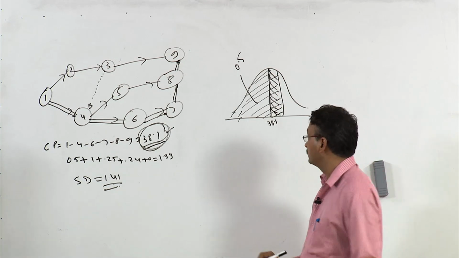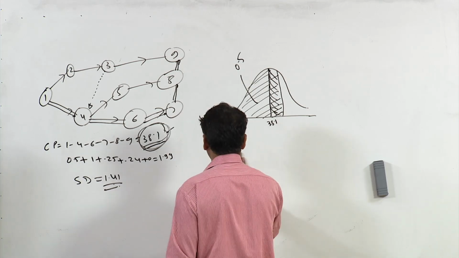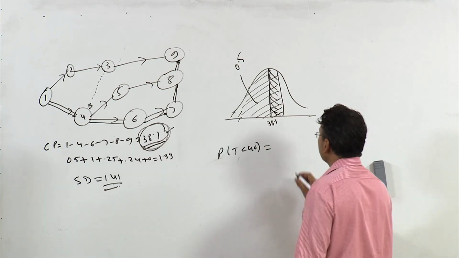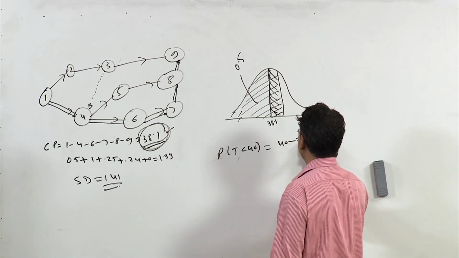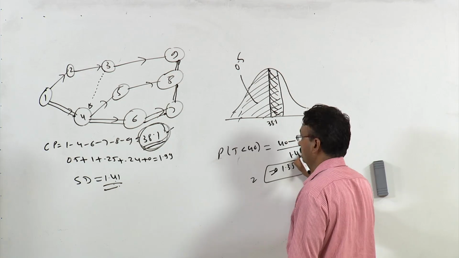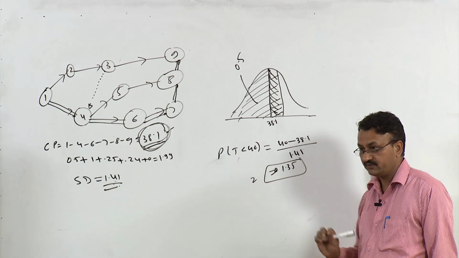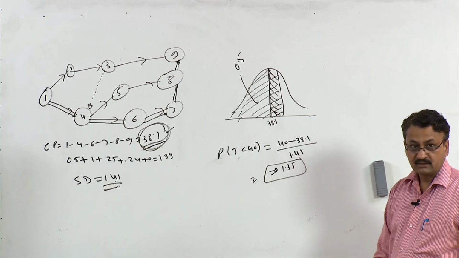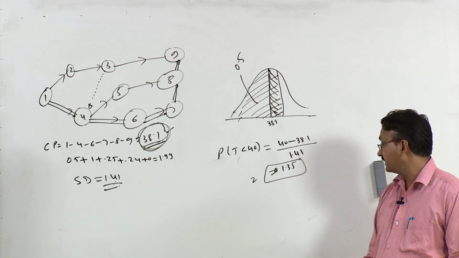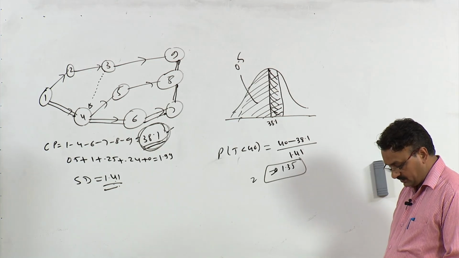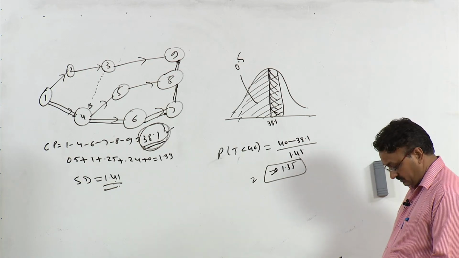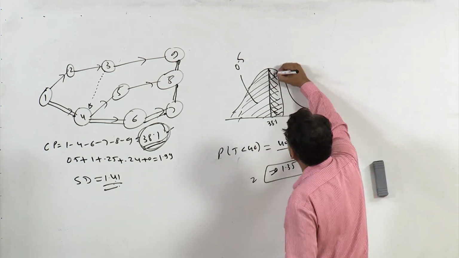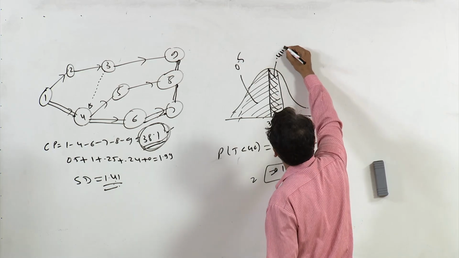For that you need to calculate the Z value. The probability that the project would take less than 40 days is equal to this: x minus mu, that is 40 minus 38.1, divided by the standard deviation, which is 1.41. So you will get Z equal to 1.35. Now look at the area when the Z value is 1.35. I have already talked about how to look at the area under the curve. When Z is 1.35, this area is 0.4115.